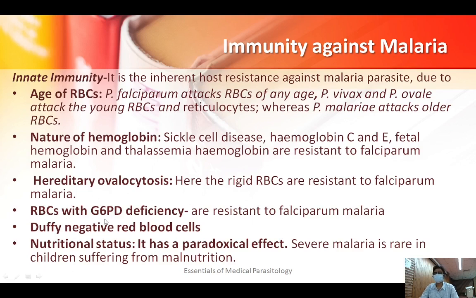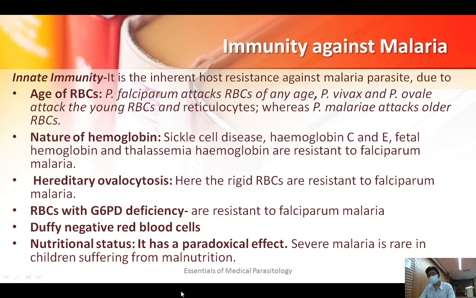Then there are Duffy negative RBCs. Patients with Duffy negative RBCs are more protected. They are not prone to develop infection, as they do not have the receptors to take in the parasites immediately. So they are also protected. Then people with glucose 6-phosphate dehydrogenase deficiency are also kind of protected.